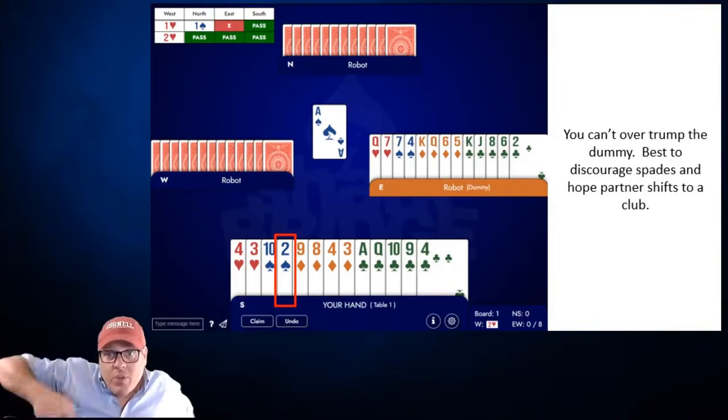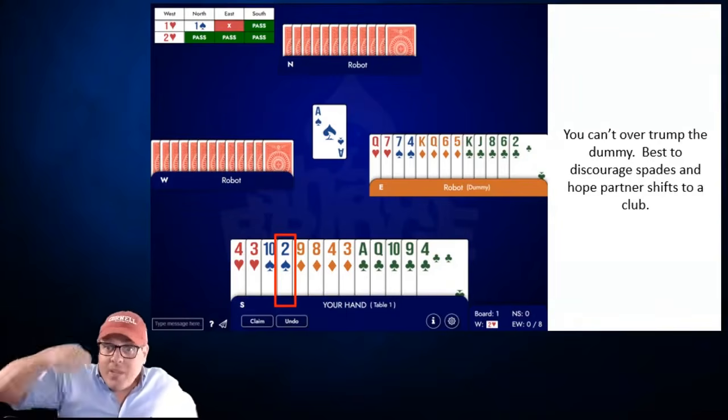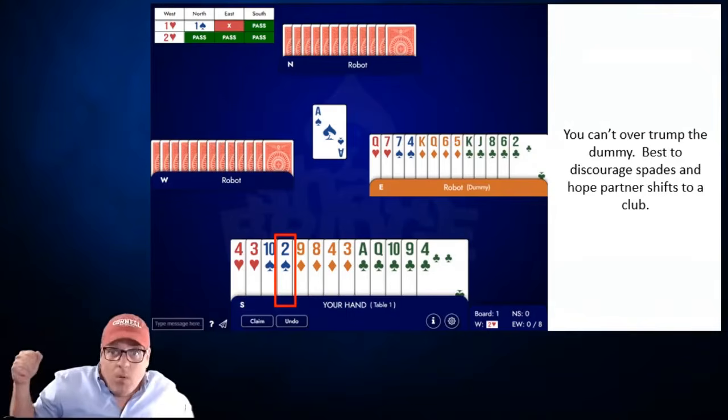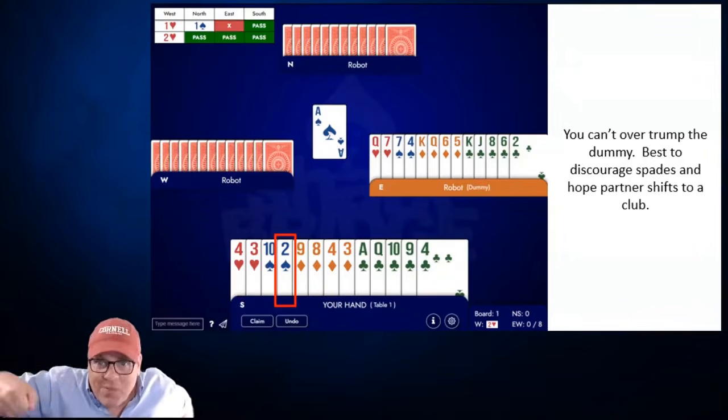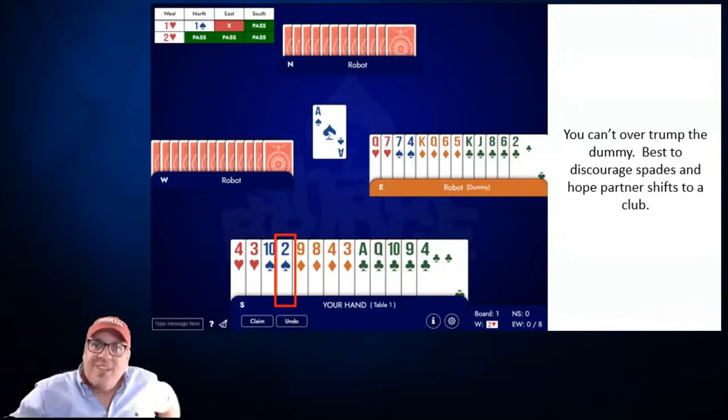And in fact, the deuce does a really good job of that. If we play the 10, partner's going to say, oh, well, they don't want me to draw trump. They're overruffing that dummy. So you can see the difference, right?